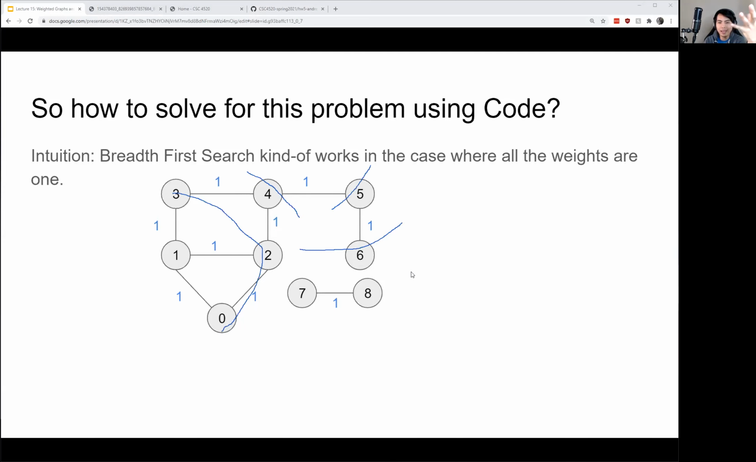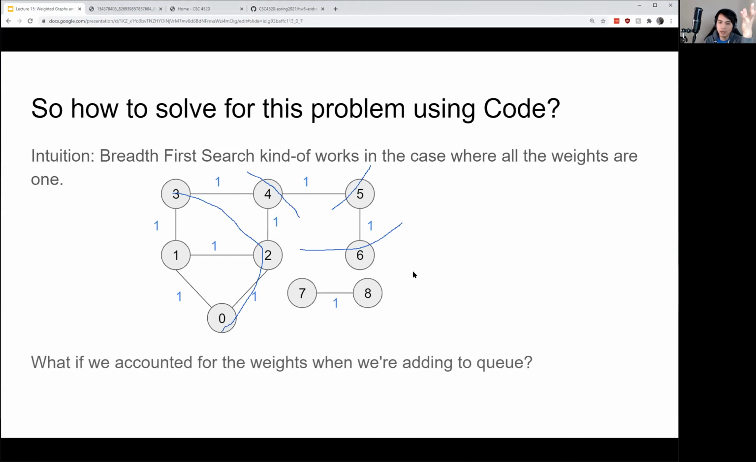Now, this is very vague, so I'm just going to go ahead and give you the intuition. When we add to the queue, we want to account for the weights. We only want to visit the next cheapest node. We're very miserly in that way. We're very greedy. We want to only visit the next cheapest node that we haven't visited before.